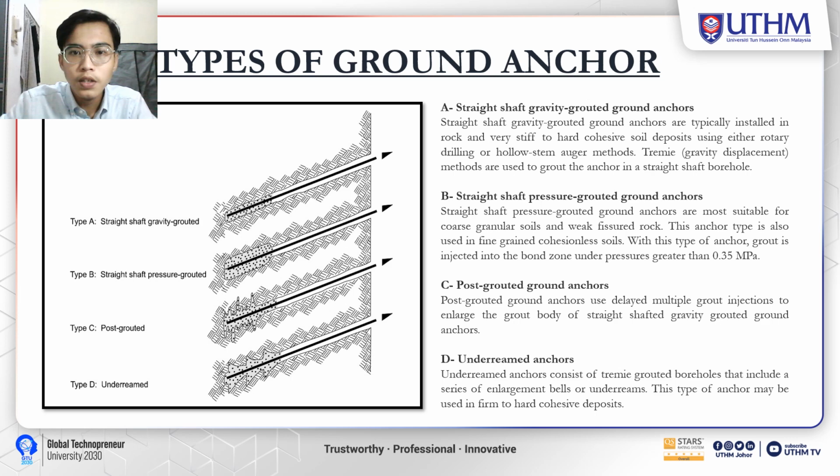Straight shaft pressure grouted ground anchors are more suitable for coarse granular soils and weak fissured rock. This anchor type is also used in fine granular cohesionless soils. With this type of anchor, grout is injected into the bond zone under pressure greater than 0.35 megapascal. Next, post-grouted ground anchors use multiple grout injections to enlarge the grout body of straight-shafted gravity-grouted ground anchors. Last but not least, unreamed anchors consist of grouted boreholes that include a series of enlargement belts or unreams. These types of anchor may be used in firm to hard cohesive deposits. At the left side of the slide are figures of the types of ground anchor.